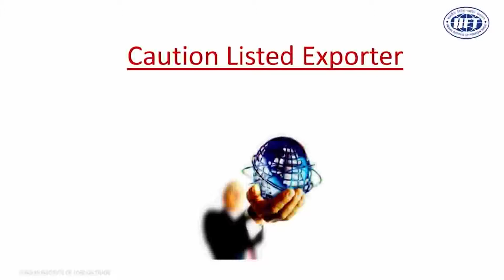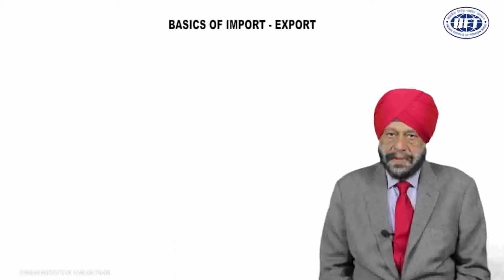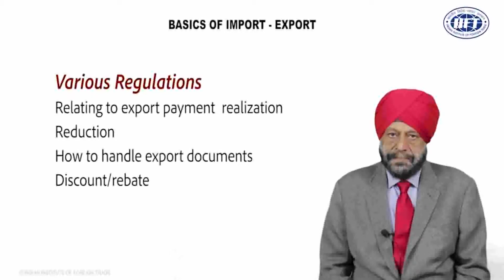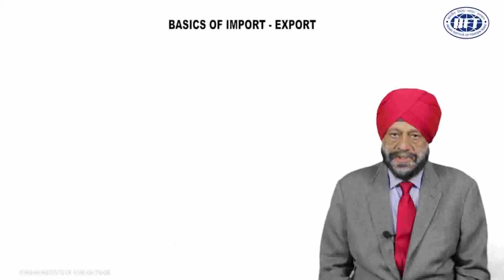This is in brief. We have discussed the main rules and regulations relating to export transactions, and to have more understanding and more knowledge, please refer to the background material which we have given along with this session. We have discussed up till now the various regulations relating to export, payment realization, how to handle export documents, and if you want to give some discount and rebate, what type of rules and regulations you have to follow. Friends, follow these regulations strictly because any violation of these rules will be treated as a violation of FEMA and you will start getting correspondence from the Enforcement Department and ultimately it may lead to heavy penalties to you.